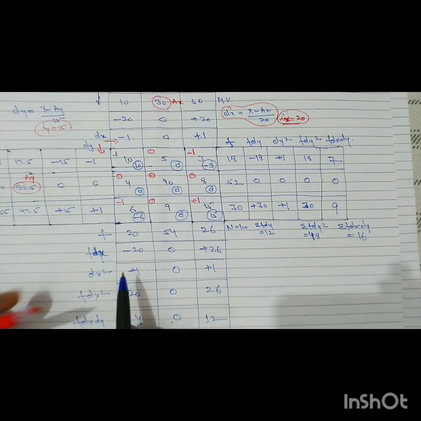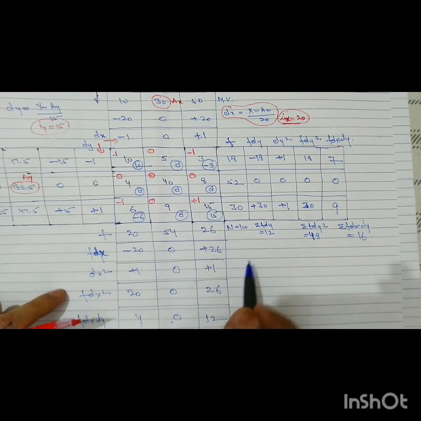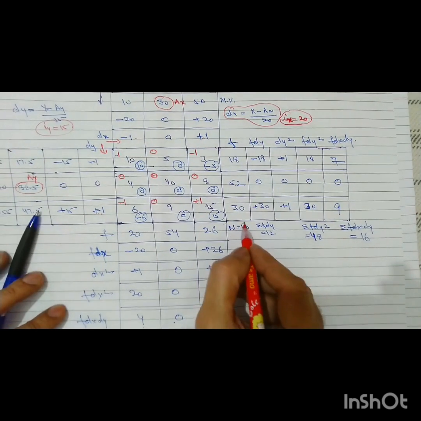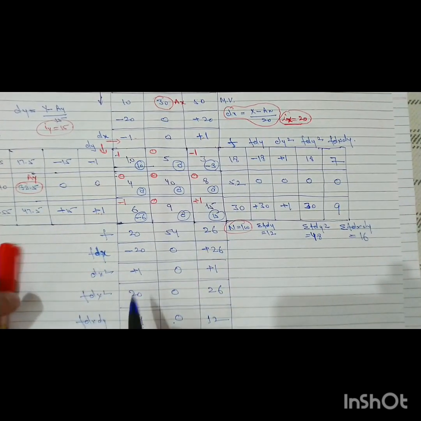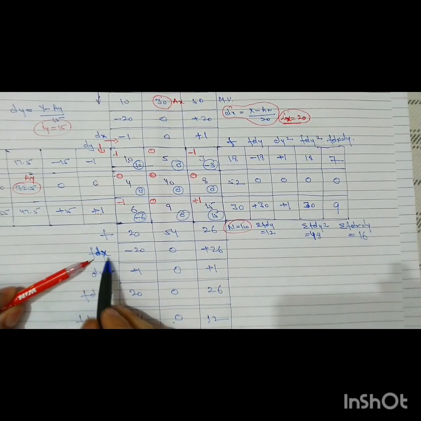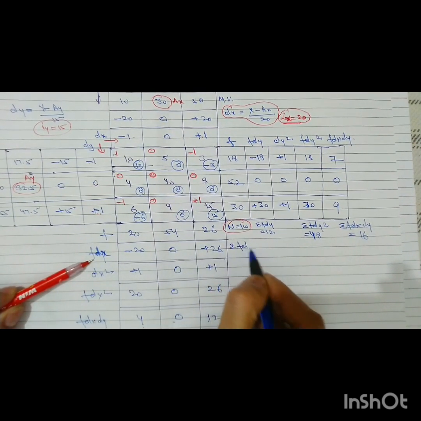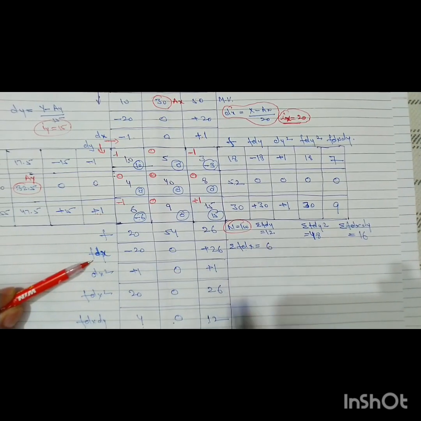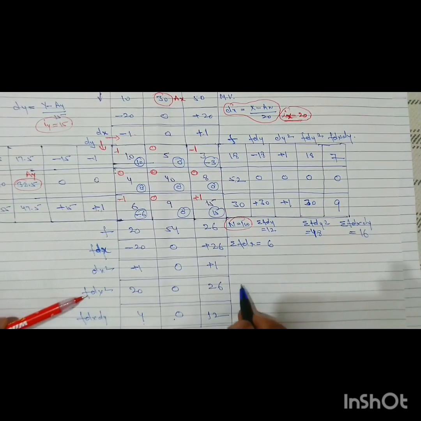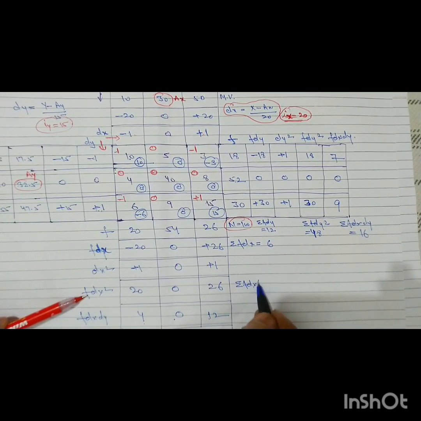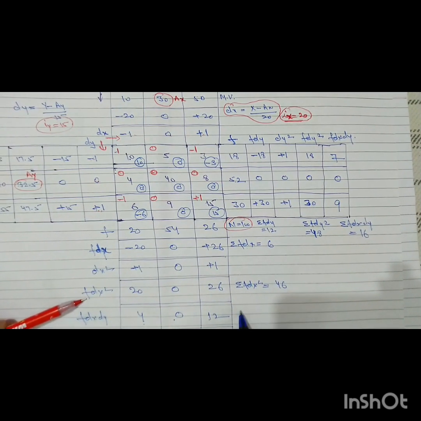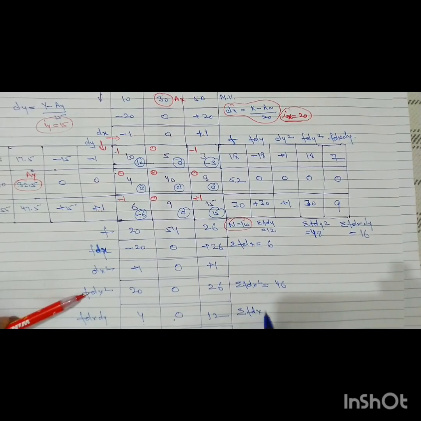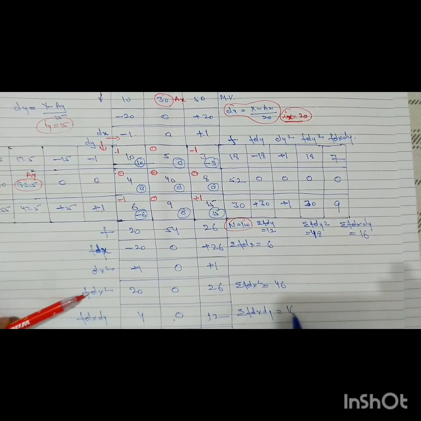Now find summation. Summation of f is 100 for both ways. Then summation f dx equals 26 minus 20 means 6. Summation f dx square equals 20 plus 26 means 46. The summation f dx dy is 12 plus 4, 16.